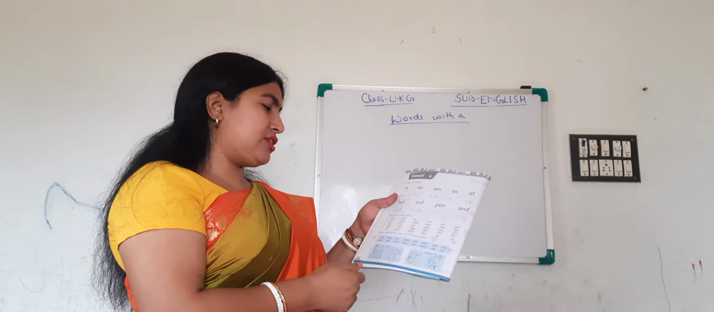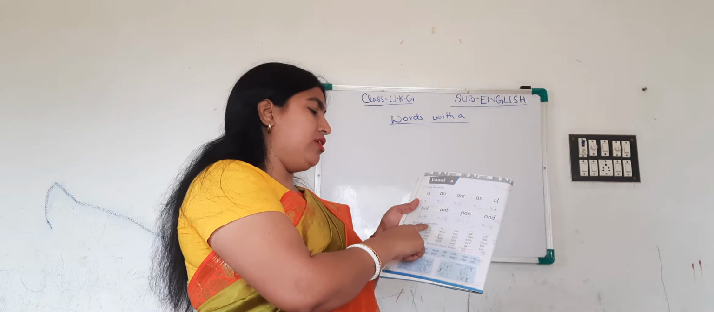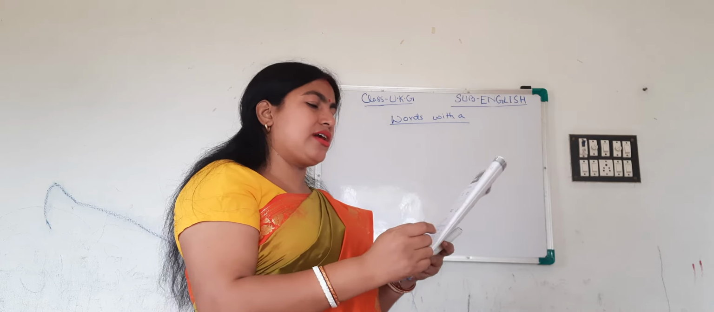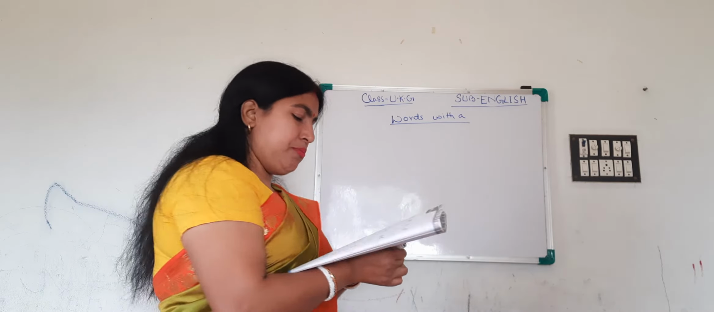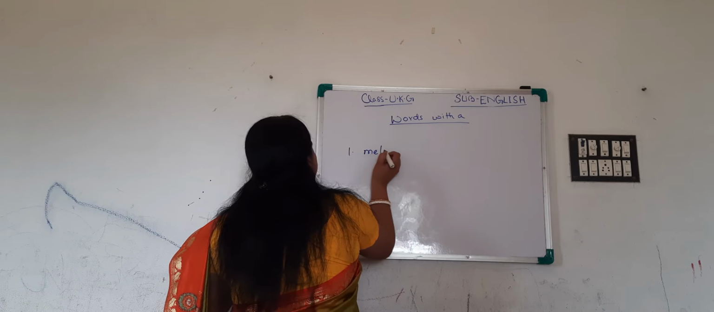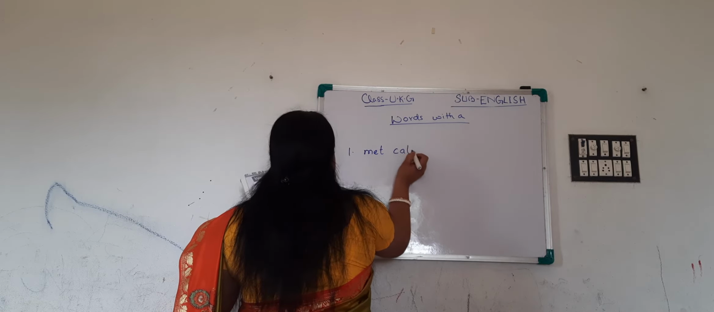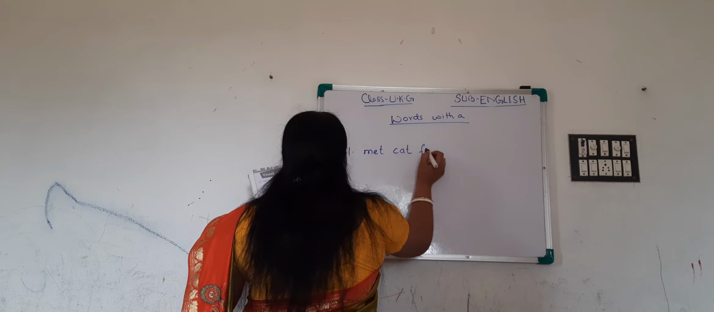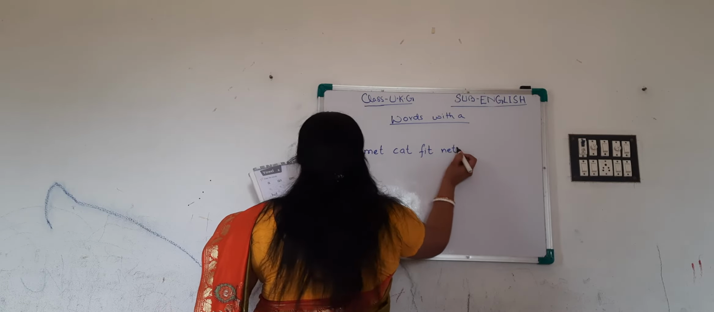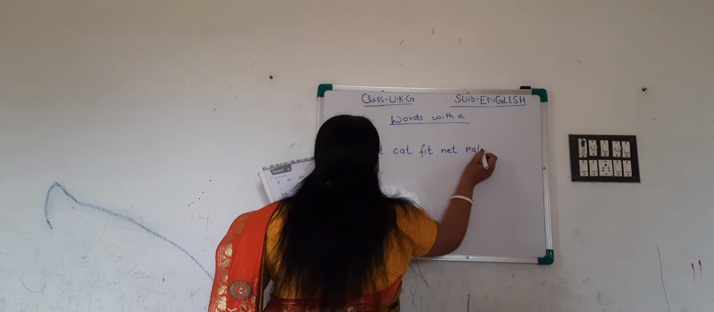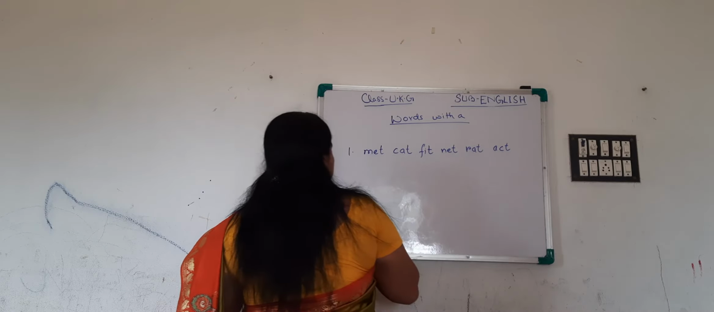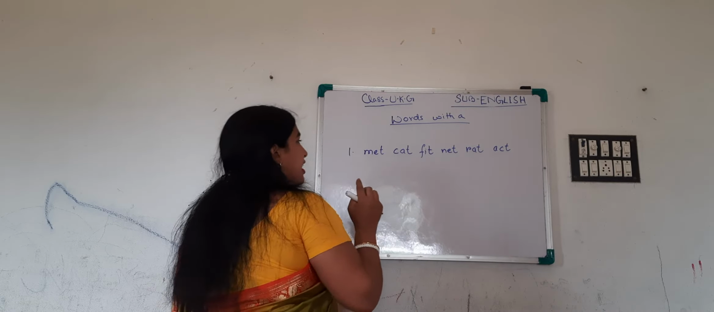Now, come to the next question. Circle the words with A. The words here, many words given. You have to circle which has A. Suppose in the first one, M-E-T, met, C-A-T, cat, F-I-T, fit, N-E-T, net, R-A-T, rat, A-C-T, act. Okay, now look very carefully.